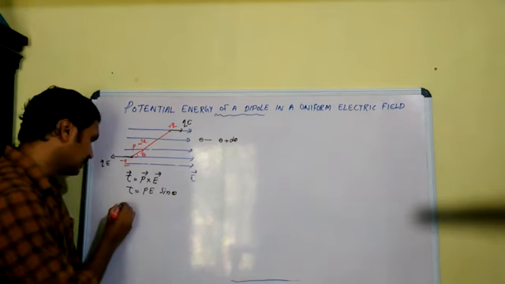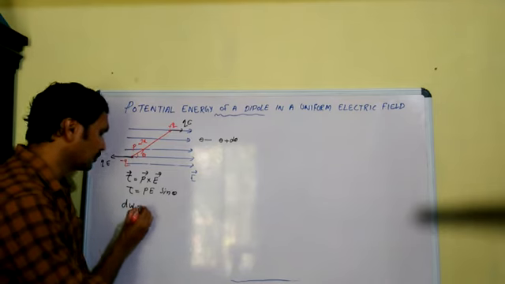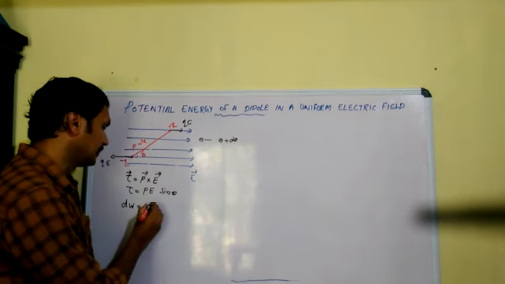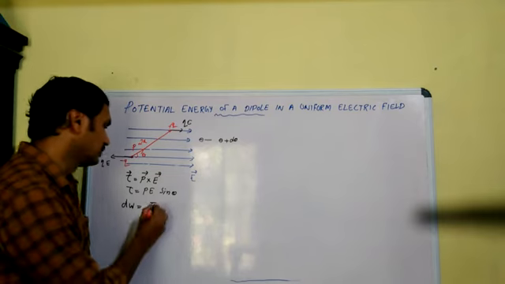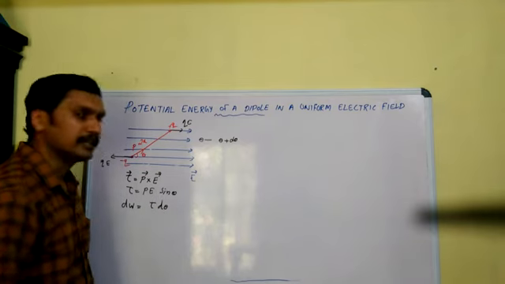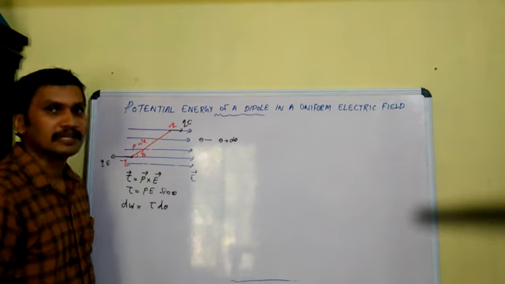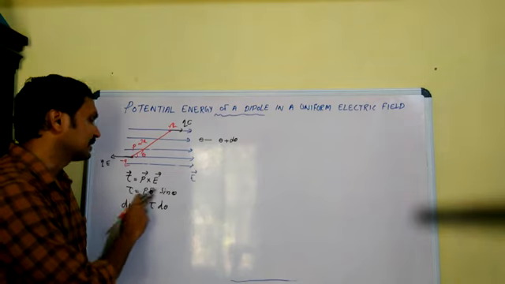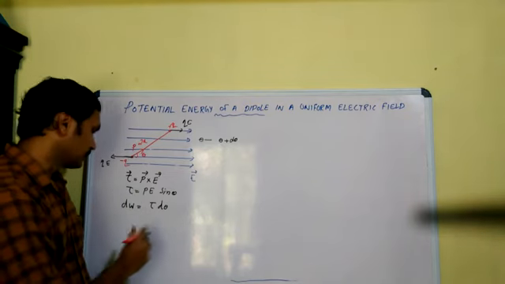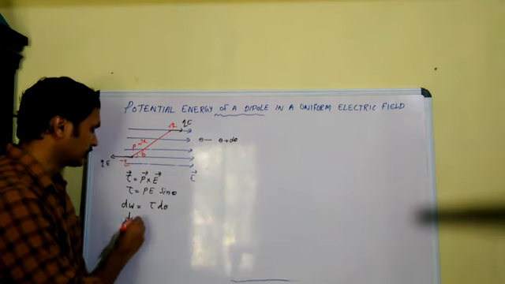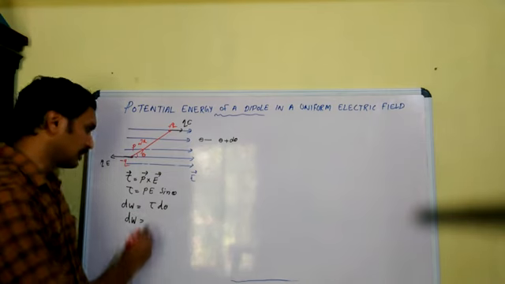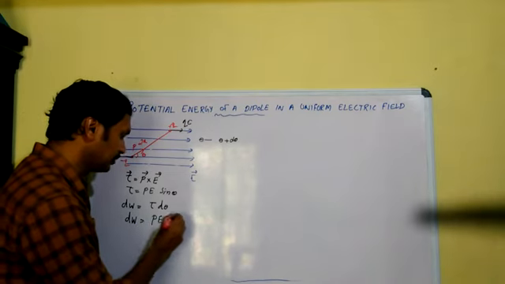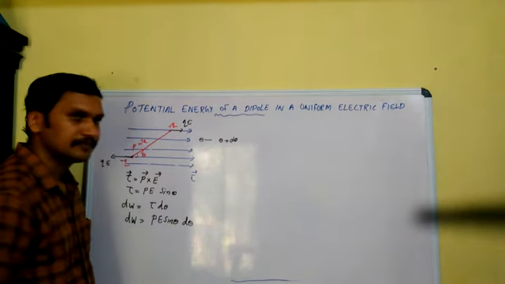We can write the small work required, dW, is equal to the minimum torque required for that process times the angle through which we turned. That is, dW is equal to torque times d theta, where torque is the minimum we require, pE sin theta. So dW is equal to pE sin theta d theta. This much work is required.